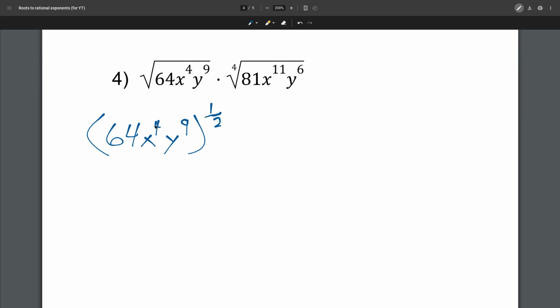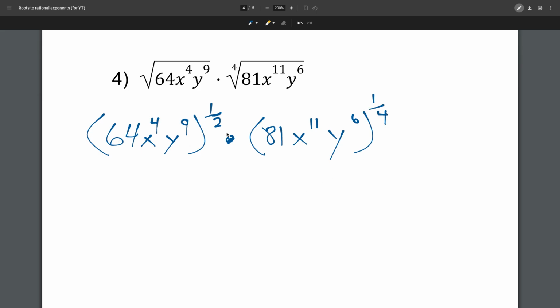Fix my 4 here. It looks sad. Okay. All right, times 81 x to the 11th y to the 6th power, and that's all raised to the 1/4 power.